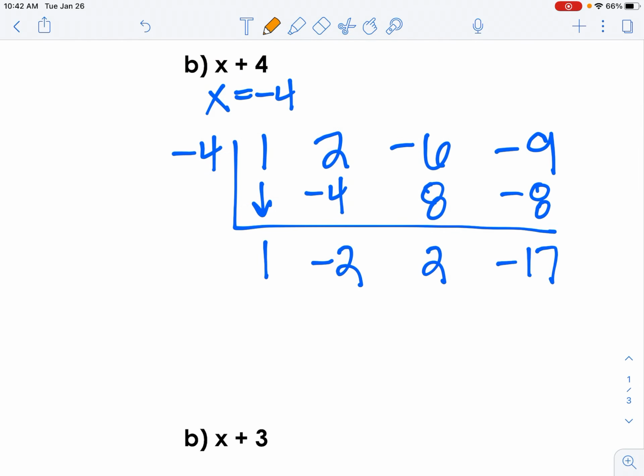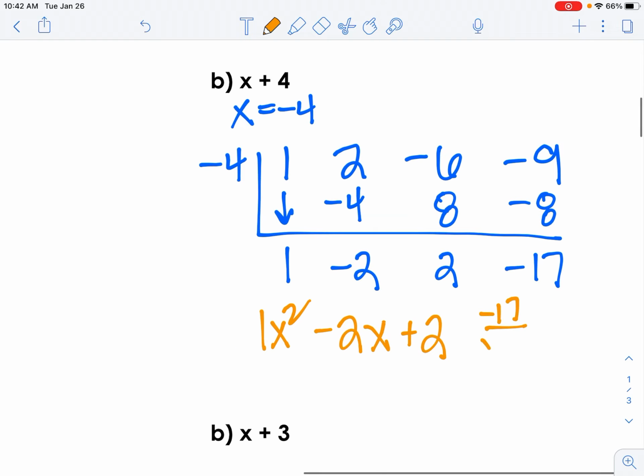Just like last time, we rewrite this 1 degree less, so 1x squared minus 2x plus 2 with a remainder of negative 17 over that divisor x plus 4.